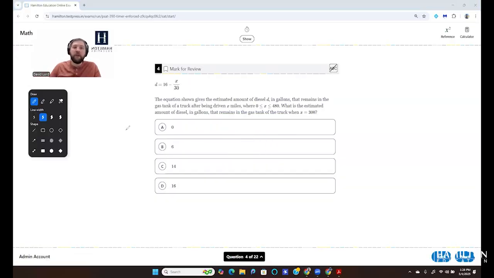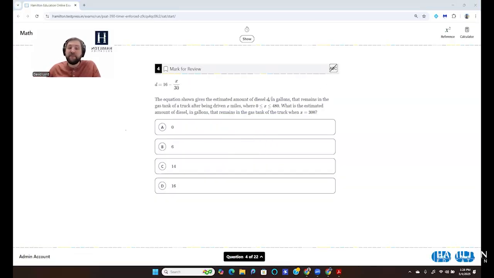Question 4. The equation above shows the estimated amount of diesel, D in gallons, so we have units provided, that remains in a gas tank of a truck after being driven X miles. So that just tells me that 16 is the total amount of gas in the truck, and then as you drive further, the amount of diesel goes down. What is the estimated amount of diesel in gallons that remains in the gas tank when X is 300?